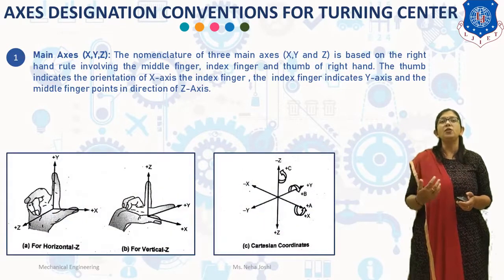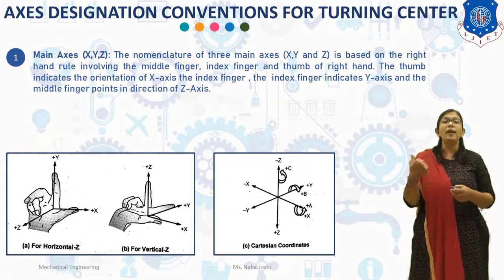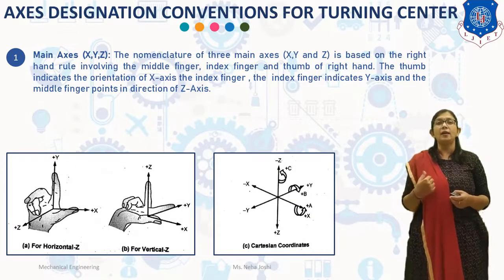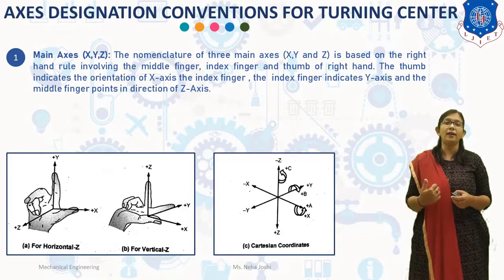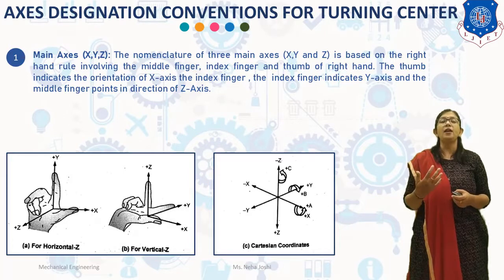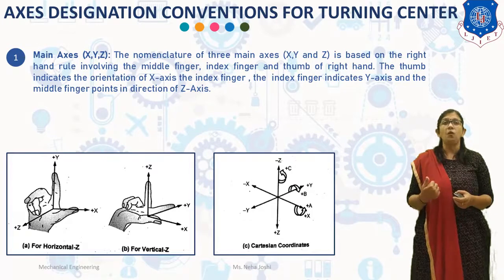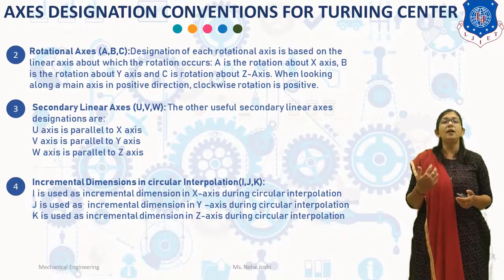The nomenclature of the three main axes XYZ is based on the right hand thumb rule, as you can see here in the diagram, involving the middle finger, index finger and thumb of the right hand. The thumb indicates the orientation of the x-axis, the index finger indicates the y-axis, and the middle finger points in the direction of the z-axis.